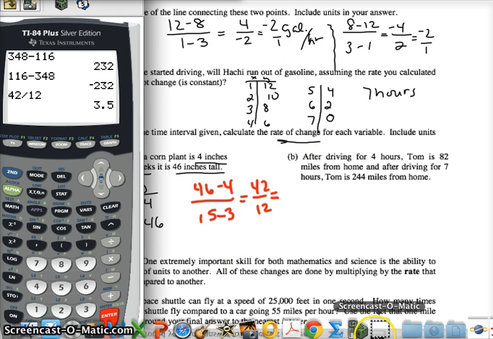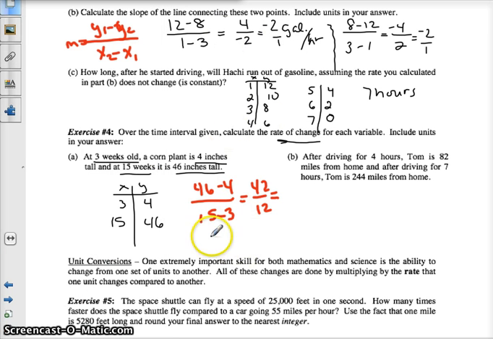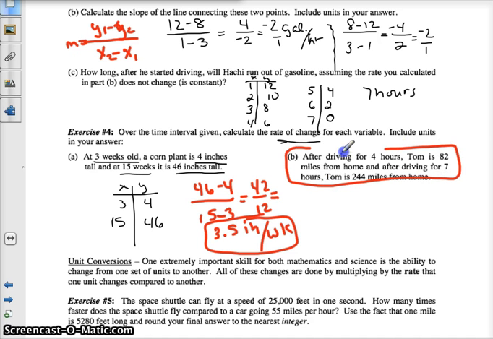All right, so let's see. 3.5. What is that talking about? Our y value, inches per week. Okay, that's the rate of change. 3.5 inches per week. I'm going to ask you to do this one on your own, and I'll get you an answer, but stop and do it on your own.